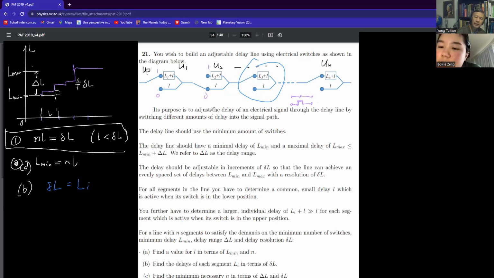When we add all the delay together, can we get the maximum total delay? They didn't say what the formula for the total delay is in this case. What is the total delay? The total delay will be the sum of the individual delays. Does that mean individual delay? I think Li plus L. Can you write it down?